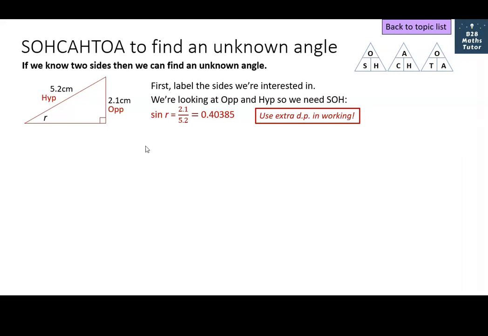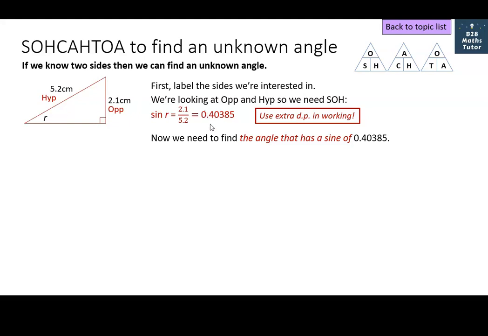Now we need to find the angle that has a sine of 0.40385. In other words, what does this angle have to be in order for this side length divided by this side length to always be 0.40385?